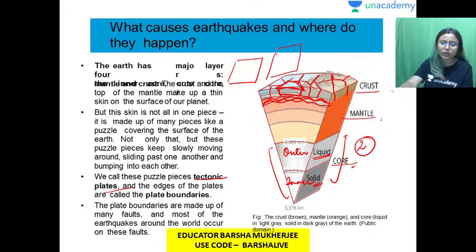Now if this plate and this plate collide with each other, where do you think the maximum impact will happen? Here on the boundaries only. So we see that the plate boundaries, or the edges of the plates, where the maximum activity takes place, are known as the plate boundary, and therefore we also need to study the different types of boundaries.